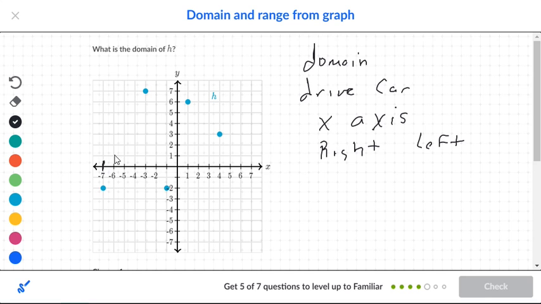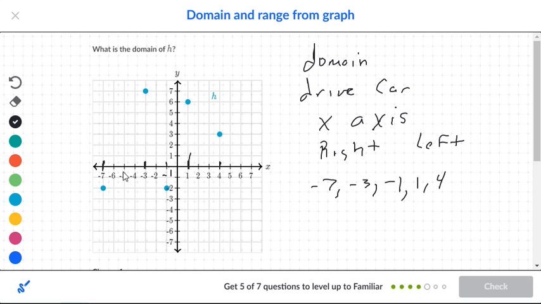So we have a point here at negative 7. We have a point here at negative 3. Now this is a negative 1. So we have a point at negative 1. We cross over to the positives. We have a point at positive 1. And we have a point at positive 4.